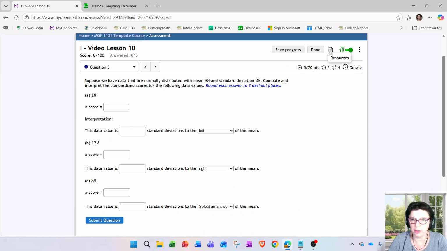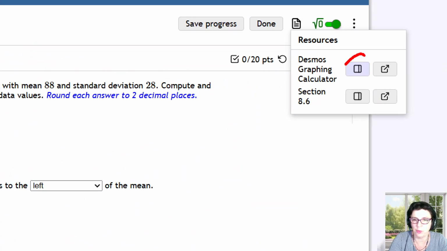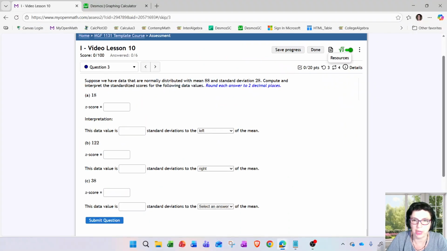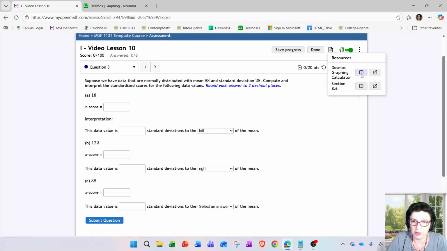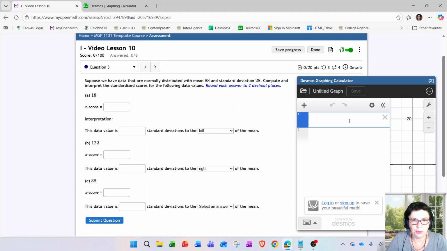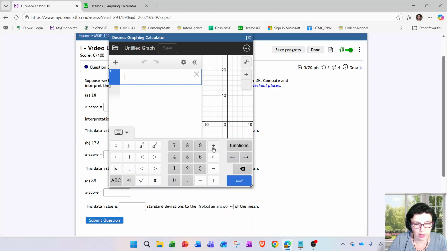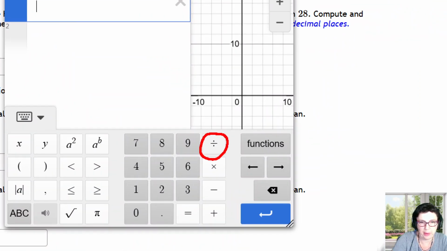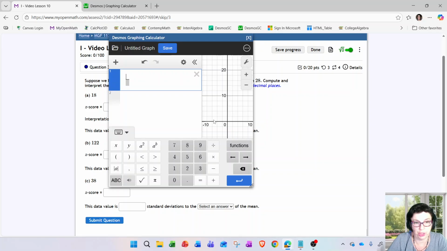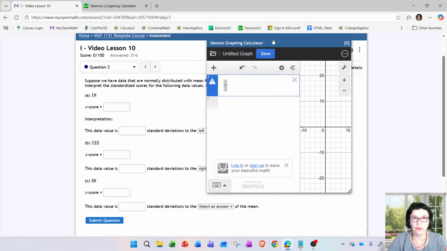So we're going to go under resources and we're going to click on Desmos graphing calculator and we'll use the option that's called sidebar. So let's just open up Desmos. Next, what you want is to click on the / key of your keyboard, or if you go to the keypad over here, you can just hit division. Okay, so this is division right here on the keypad. That will make it a fraction because you want to type the value that you are trying to standardize first.